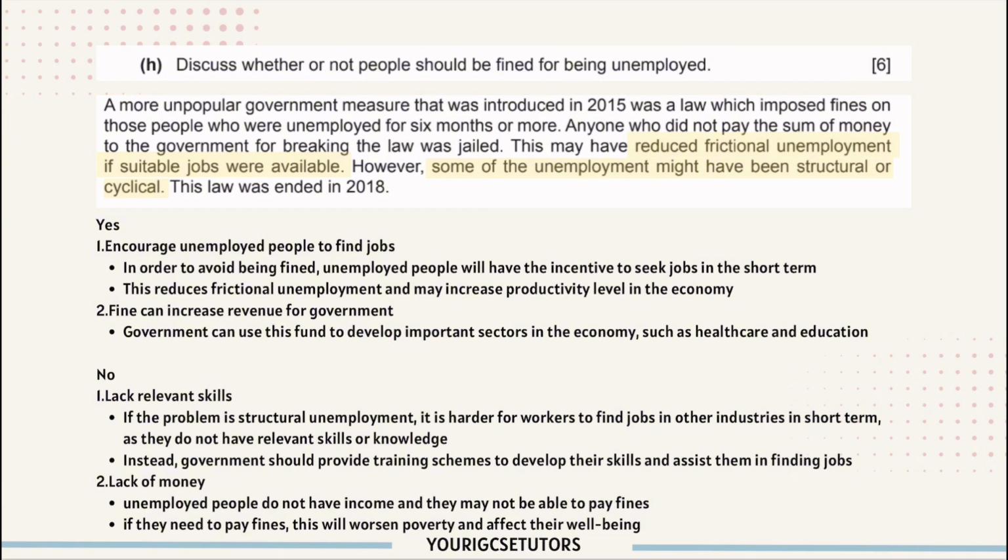Alright, so for 6-mark questions, you can just pick 2 from yes and 1 from no, or you can pick 1 from yes and 2 from no. Don't have to write everything.